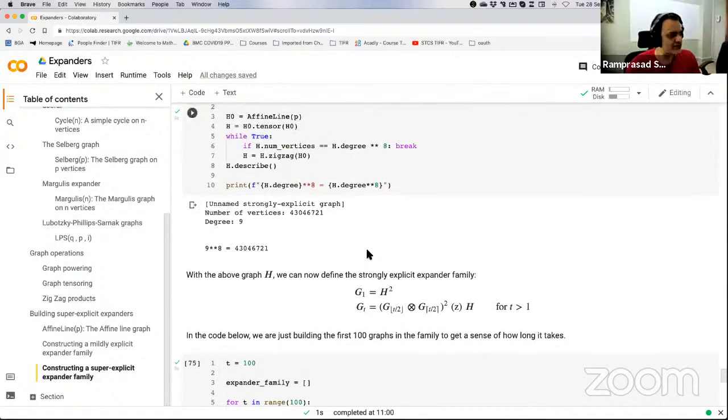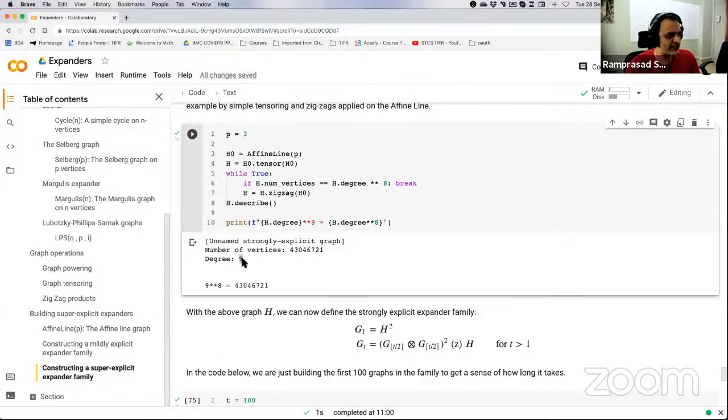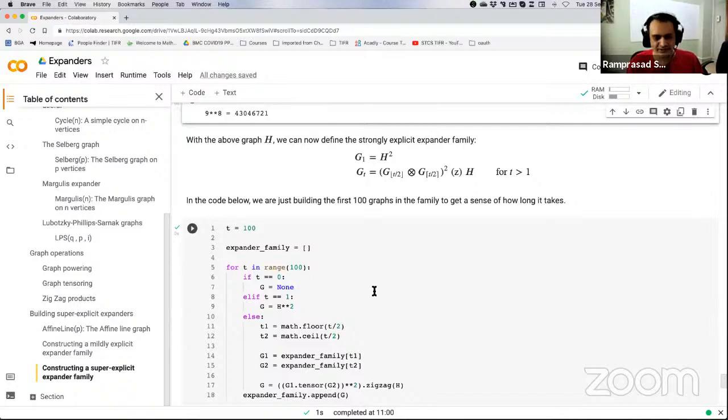So the recursive construction looks like this. You start off with a graph H, which happens to be a graph on this many vertices of degree 9. And the recursive construction looks something like you square it and then you tensor it and then you take a zigzag, etc. It's some combination of things that you're doing. And I just did it for 100 steps.